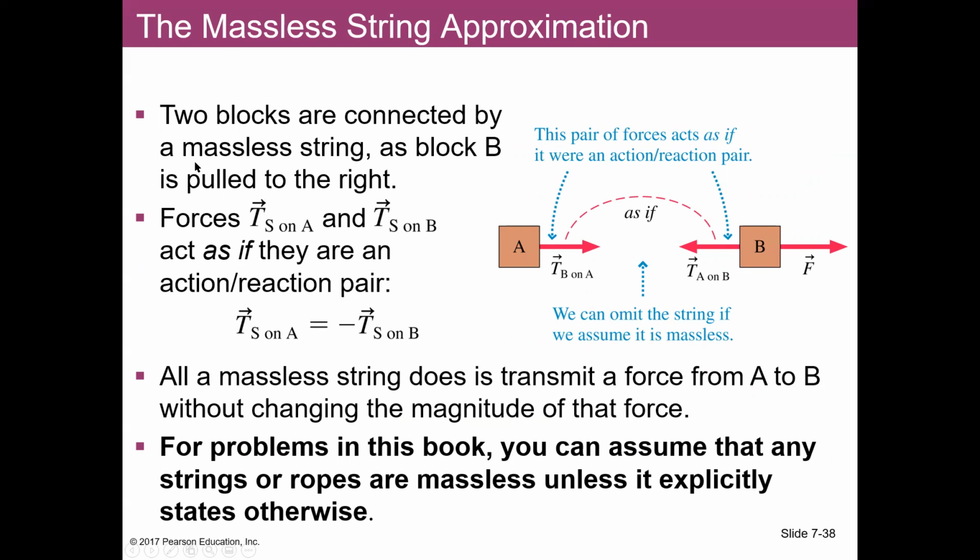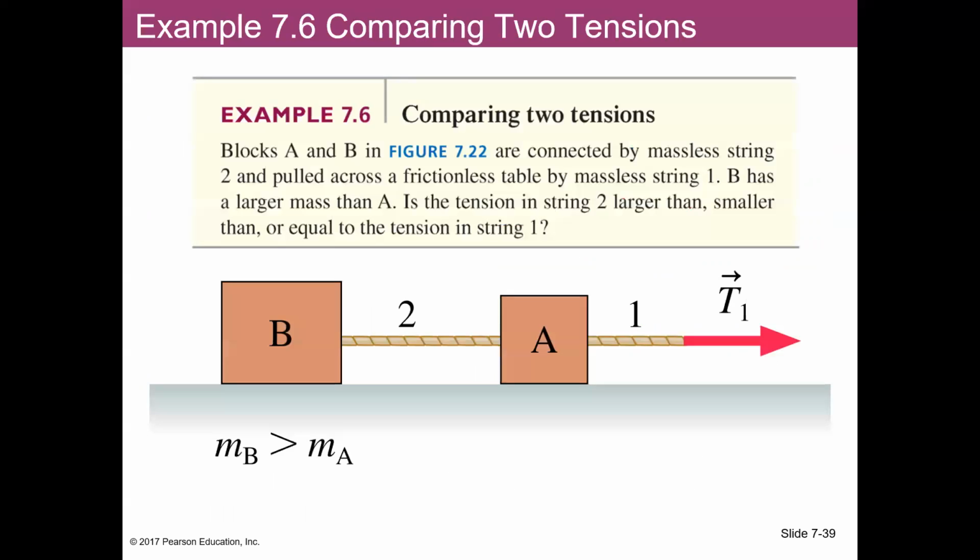Let me just look at these over a little bit. With the massless string, those tensions are the same. If the massless string approximation wasn't valid, or if this was like a heavy chain that is approximately the size of those blocks, well then those two vectors in the middle would be different sizes. But again, we normally stick with this assumption in these types of problems.